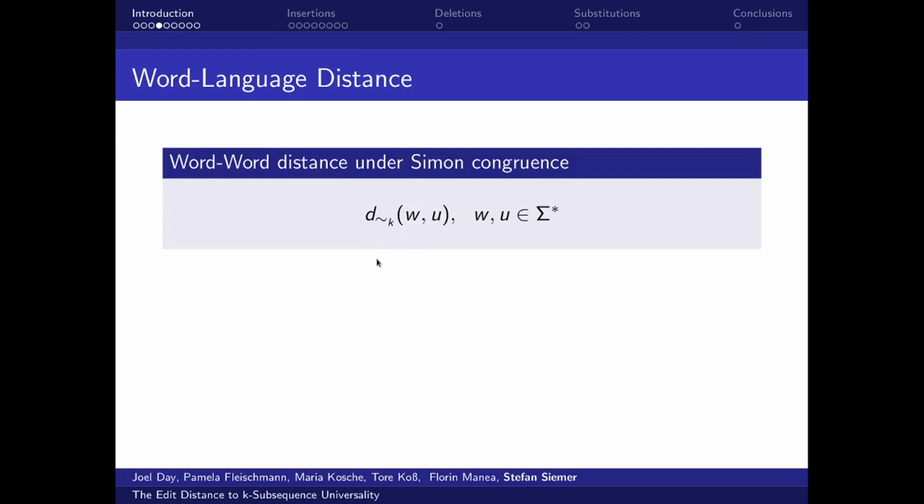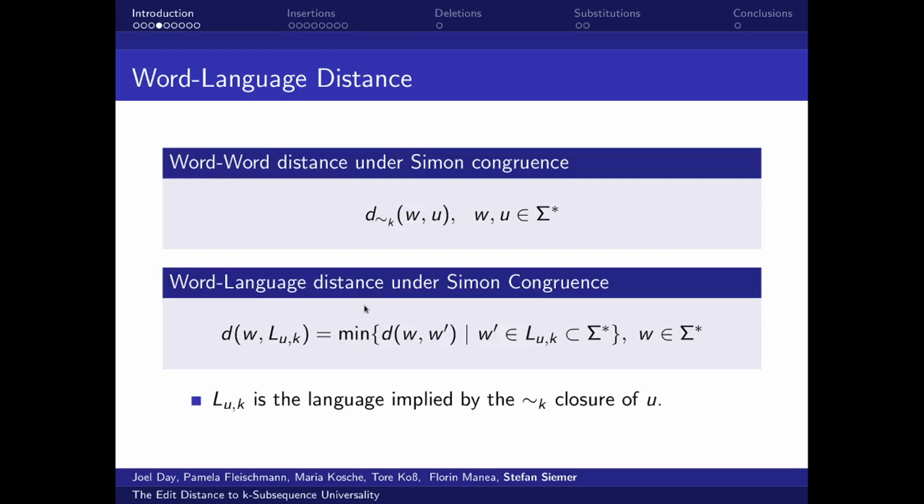And from this word-word distance under Simon congruence, we can define a word-language distance, because basically we only need to modify our W such that it's equal to any word that is k-Simon congruent to our word u. So we can define that as a language. The language of all k-Simon congruent words to u is denoted by this L_{u,k}, and we simply want to find the minimum distance of our w to any word from that language.